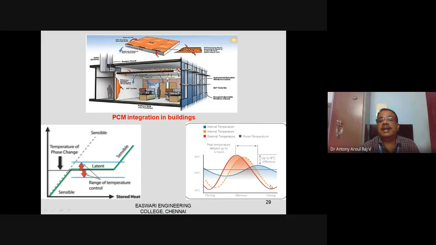if I am integrating the PCM, what is happening? You find that the indoor temperature is reduced. You are seeing that this is external, this is internal. The peak is getting shifted and the amplitude is getting reduced. From afternoon it is going towards evening, and the amplitude of heat entering the building is reduced. Whatever job a very big thick wall or a high capacity, high volume wall has to do, a small thickness of PCM will do because of high specific heat in the phase change region.